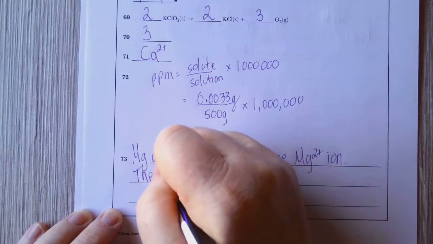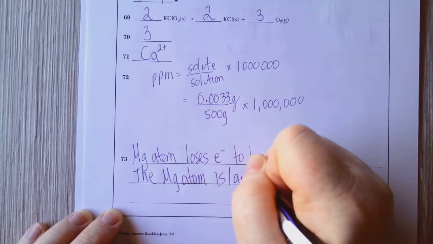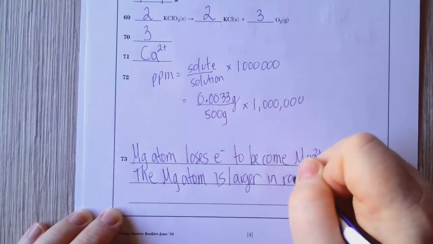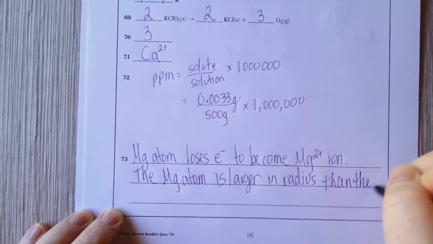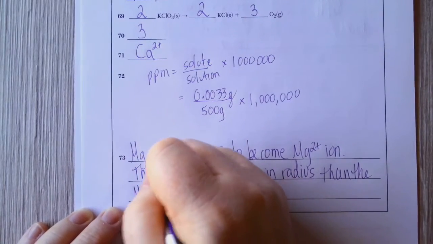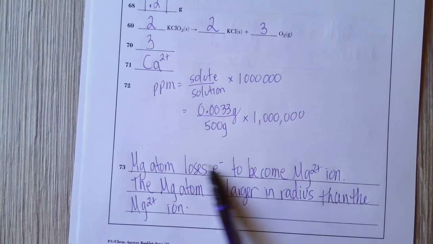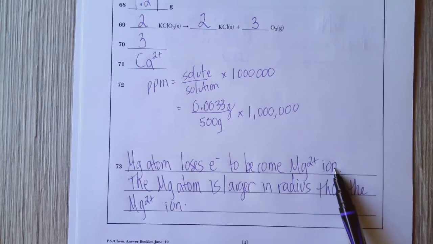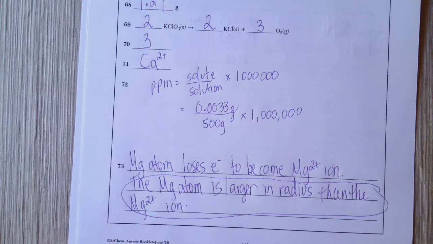The Mg atom is larger in radius than the Mg2+ ion. I could have worded it the other way and said that the Mg2+ ion was smaller, right? But if I'm going to talk about the electrons at all, which in reality I don't even have to, this is what you had to understand. This is really what you had to write, okay?